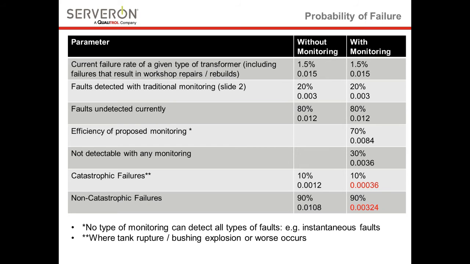And again, just for clarity, catastrophic failures are where tank rupture or bushing explosion or worse occurs. And worse can be that there would be damage to adjoining or nearby equipment. So you could potentially have a huge high dollar failure event.